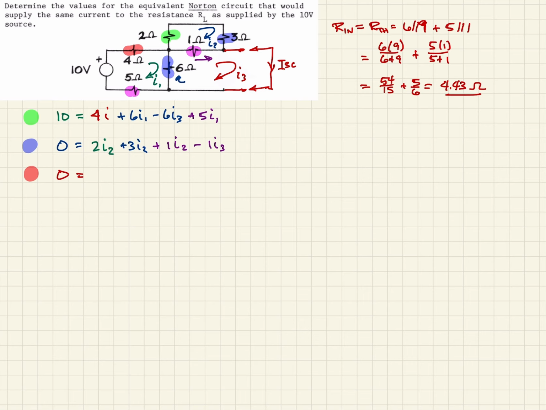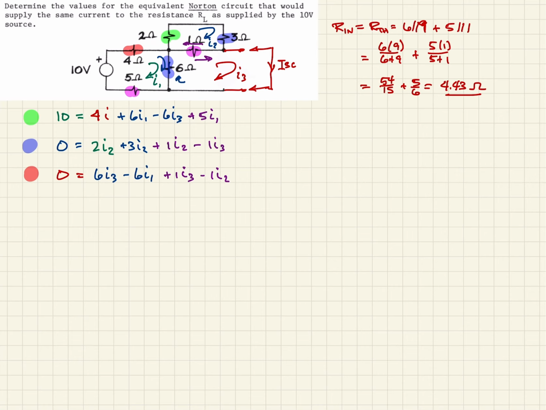So we already see in blue, we have the 6 ohms, so that'll be 6 times I3. But again, we have this current from I1 working against us, so that'll be minus 6I1. And then we have the 1 ohm resistor in purple, so that'll be plus 1I3. But again, we have I2 working against us here, so that's minus 1I2. And that should be everything.